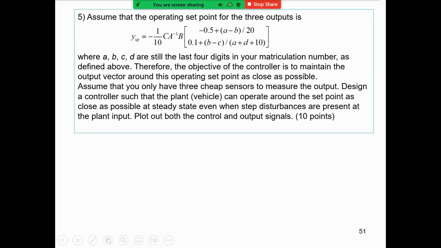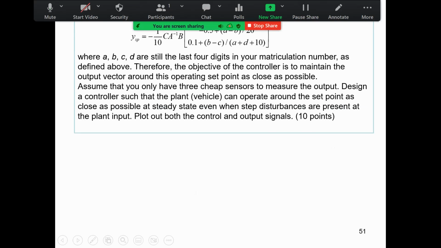Okay, I think the solutions to the first 4 questions are straightforward. Just follow the design procedure from the lecture notes. Now question 5. Question 5 is about the servo control. You want to design a controller to make an output follow the set point. Now the set point is specified in this way.